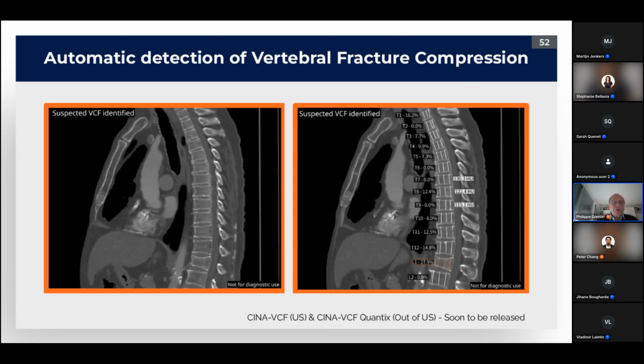This software may also permit the automatic labeling of thoracic vertebrae on the sagittal reformation with automatic measurement of the bone density in the vertebral bodies and automatic measurement of anterior, mid, and posterior heights of the vertebral bodies, permitting detection of compression fractures, like in this example on the right side. This is an example of a software developed by Avicenna called CINA VCF Quantix.